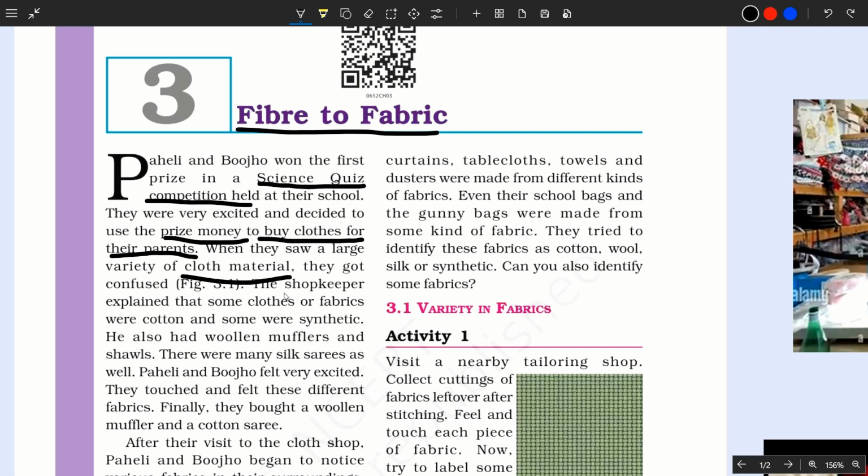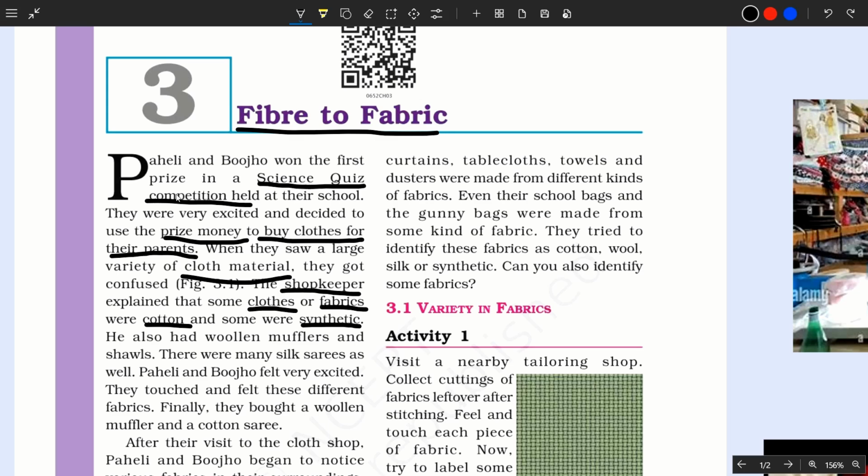They got confused. There will be a shopkeeper, and he explained that some cloths or fabrics were cotton, some were synthetic. When you go to a shop to buy clothes, he will be explaining that the new trending clothes are these, the cotton clothes are very good, the synthetic clothes are very good, and he will explain the size and the pattern of the clothes. They will explain the different varieties of clothes also.